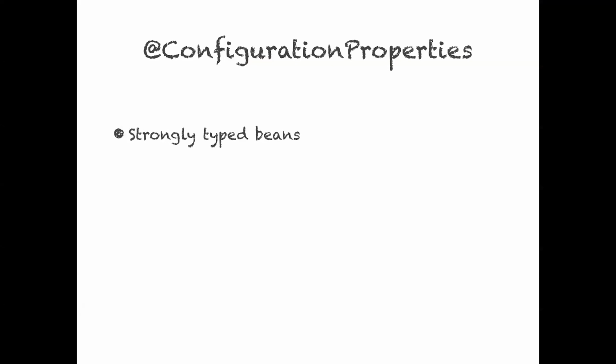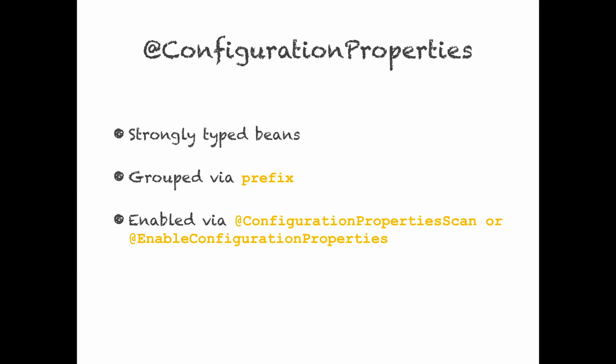So configuration properties are basically strongly typed beans. You can group them via prefix. Let's say you have various configuration options that you want to expose for your application, and there are some logical groups that make sense. You can group those properties using the prefix attribute of the @ConfigurationProperties annotation.